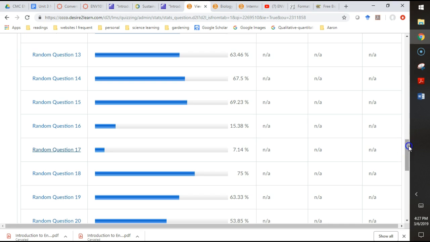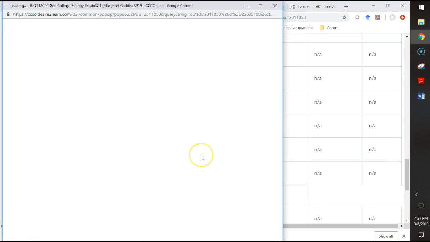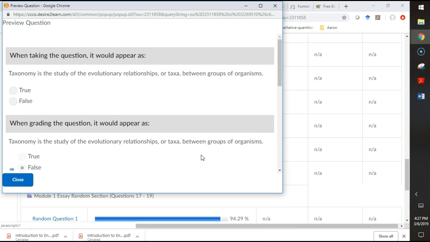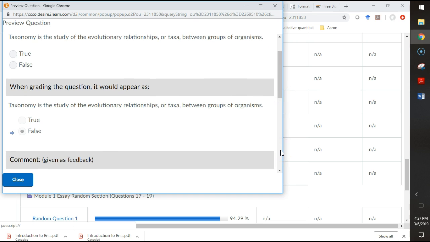Okay, one more question. 22. "Taxonomy is the study of evolutionary relationships or taxa between groups of organisms."